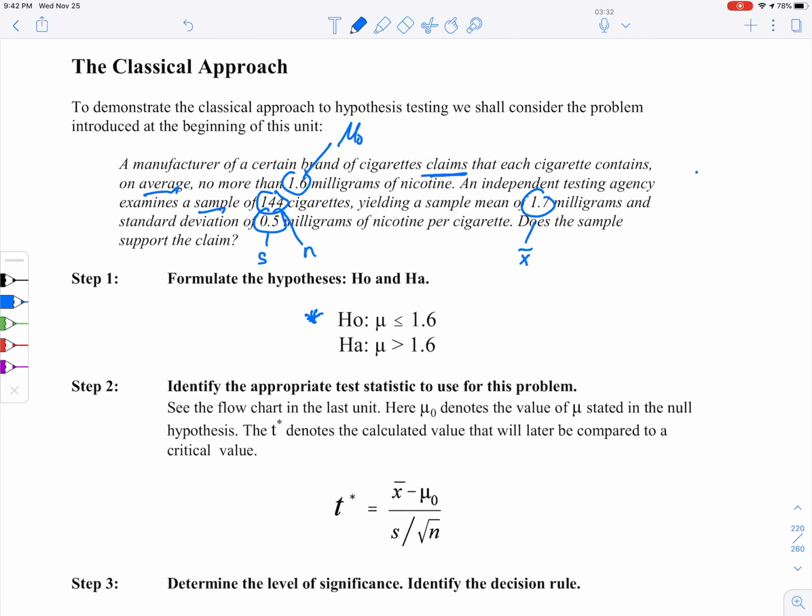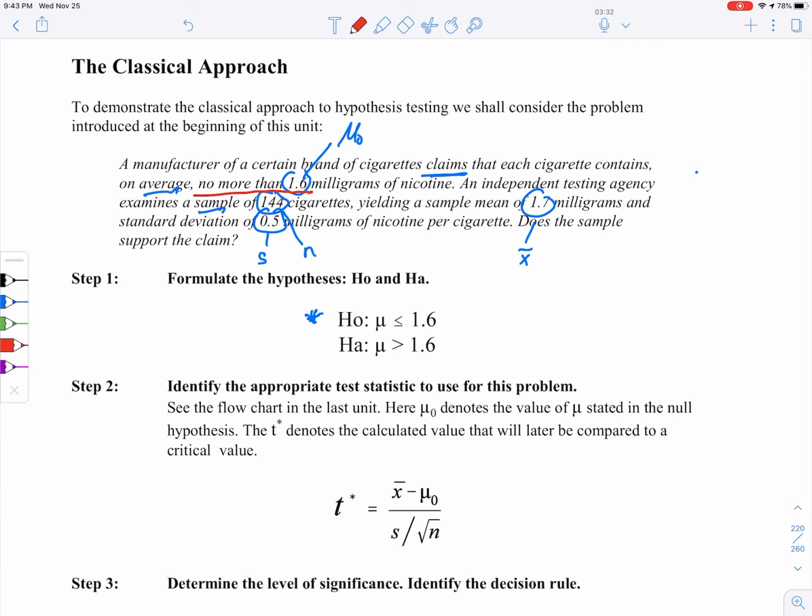The null hypothesis, then, is the standard. It's the status quo. It's what needs to be met here. So we're not going to slap them with a fine unless we have enough evidence to disprove the null hypothesis. And so the null hypothesis is that mu is less than or equal to 1.6, that they are meeting the standard of no more than 1.6 milligrams of nicotine.